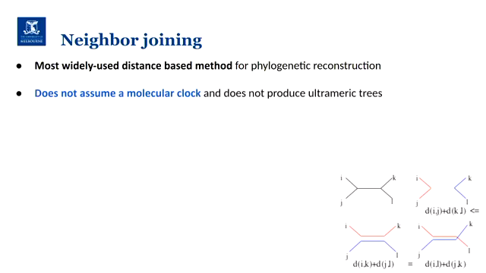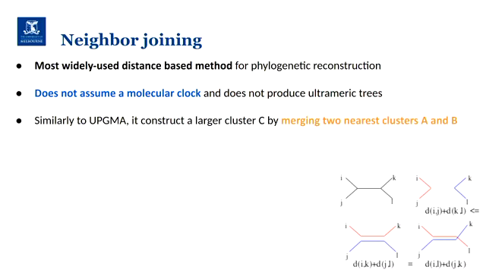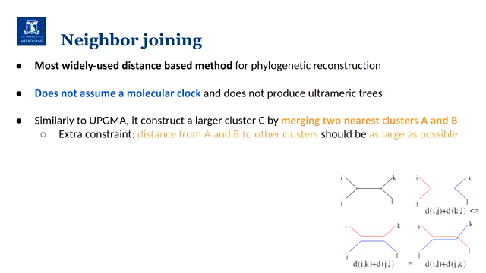It does not assume the molecular clock, so you can actually have branches of different sizes in the same cluster. Similarly to UPGMA, you construct a larger cluster C, merging the nearest clusters A and B, but in this case, nearest doesn't mean the smallest distance, because neighbor joining has an extra constraint: I want the minimum distance between A and B, and the maximum distance between these and the other clusters. So we are looking for nodes that are close to each other, but also far from everything else. Okay?